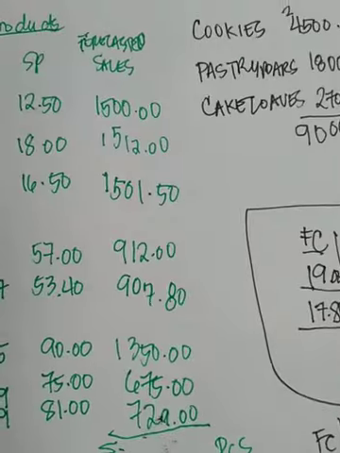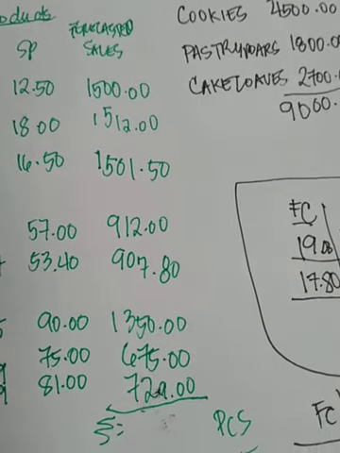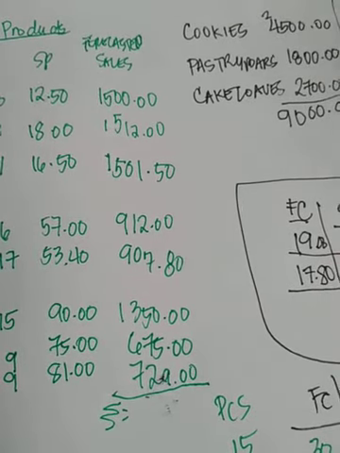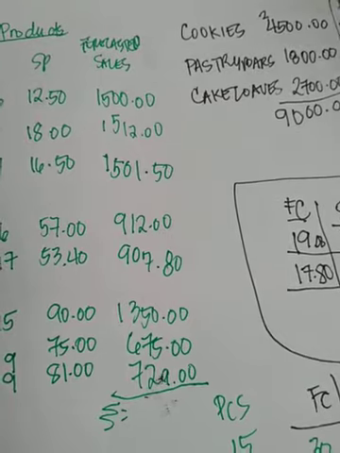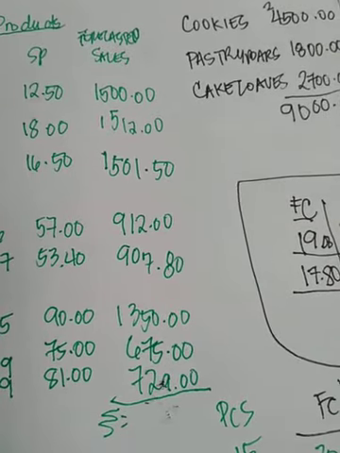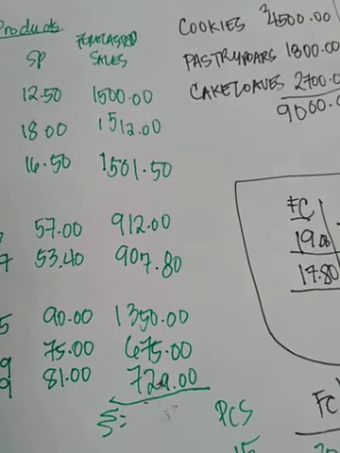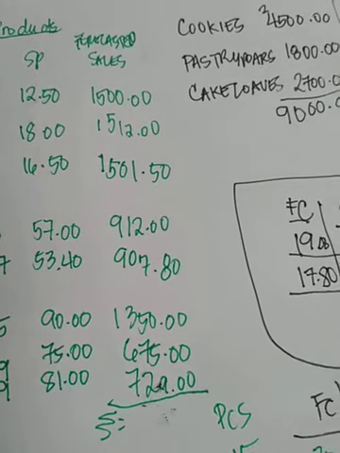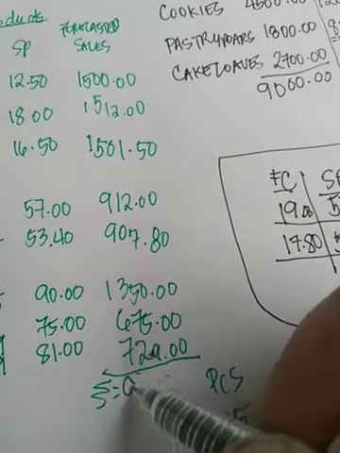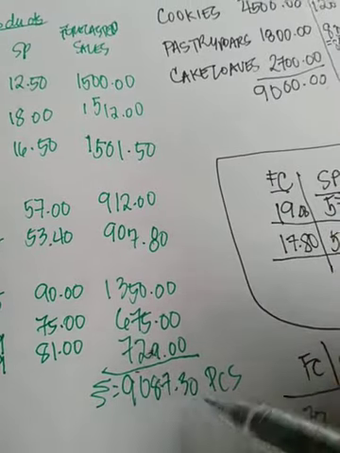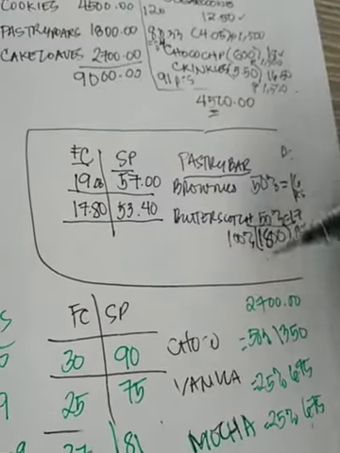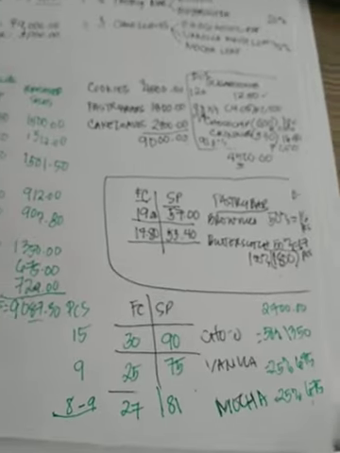Summation. Okay, so that's 1,500 plus 1,512 plus 1,501.50 plus 912 plus 907.80 plus 1,350 plus 675 plus 729. So that's 9,087.30. So saan nanggaling yung 87.30? Remember, we had to round up some production units. So yan po.